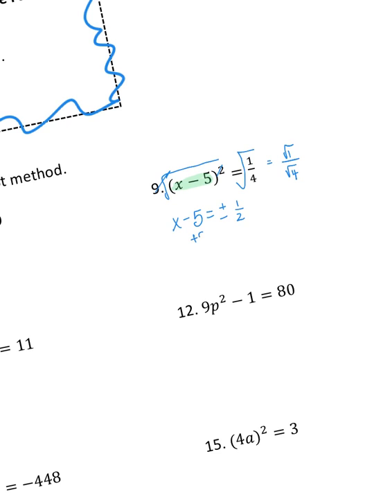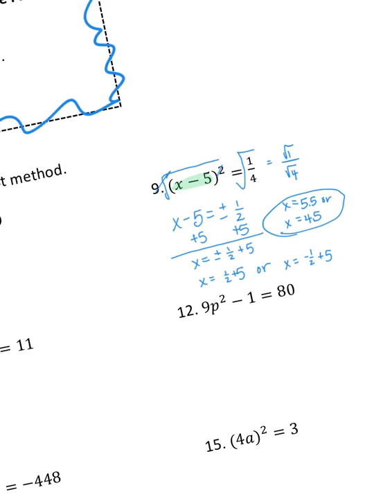And then we're going to go ahead and add 5 to both sides. So now this plus or minus means that x is equal to plus or minus 1/2 plus 5. So that's two different answers. x is equal to a positive 1/2 plus 5, or x could be equal to a negative 1/2 plus 5. So our solutions for x are 1/2 plus 5 is 5.5, or x equals negative 1/2 plus 5 is 4.5. So our two solutions are 5.5 or 4.5.